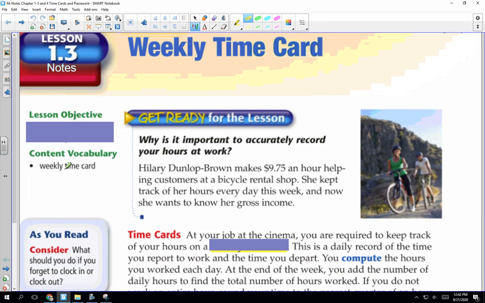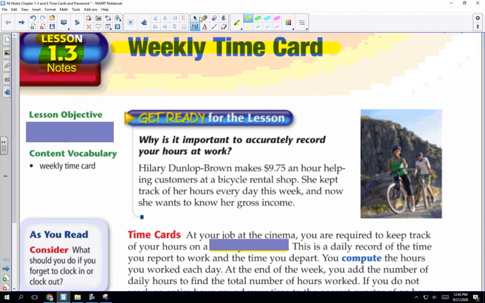All right, guys. I'm Mrs. Applegarth, and this is your lesson for Tuesday. We're going to look at Chapter 1, Section 3. We're talking about the weekly time card.